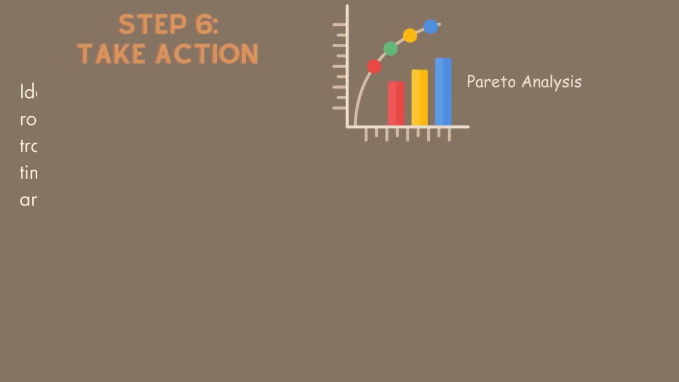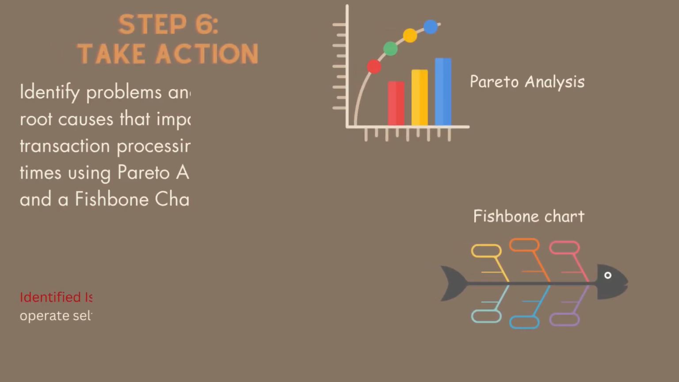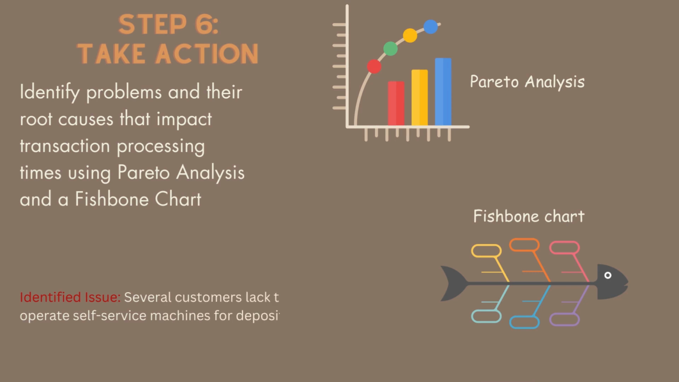Finally, in step 6, it's time to take actions by identifying problems and their root causes that impact transaction processing times. Utilizing tools like Pareto analysis and fishbone charts can help pinpoint the issue.